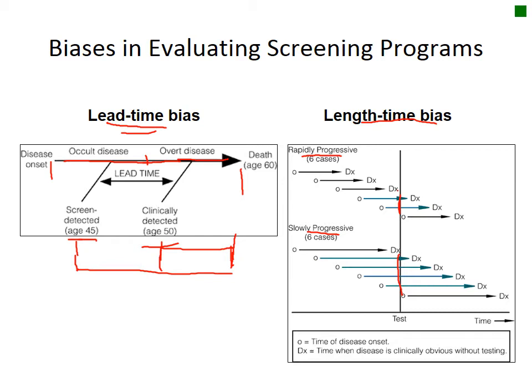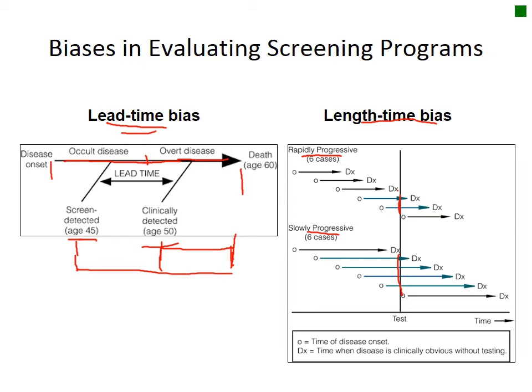So here's lead time bias. There's going to be a bias in the screening when there's the disease onset, so the disease starts, and then the disease continues in this occult stage, which is a pre-symptomatic stage, and then it continues to this overt stage where it becomes symptomatic, and that's why we can clinically detect it at this stage.